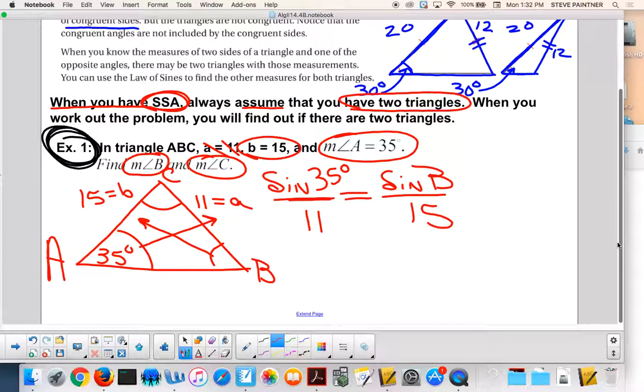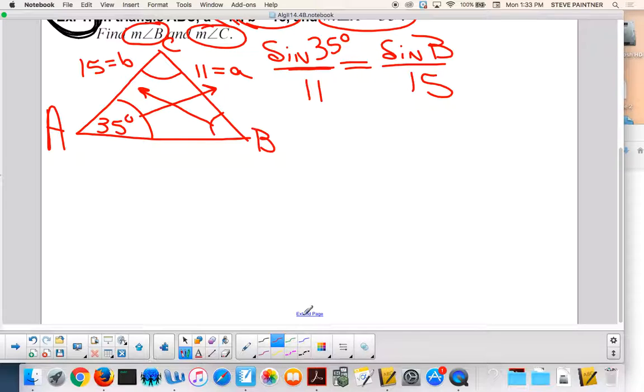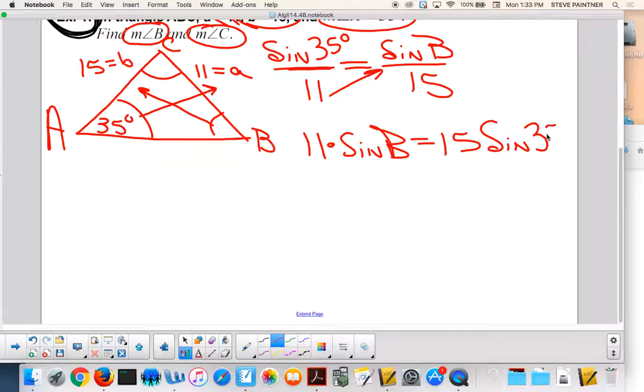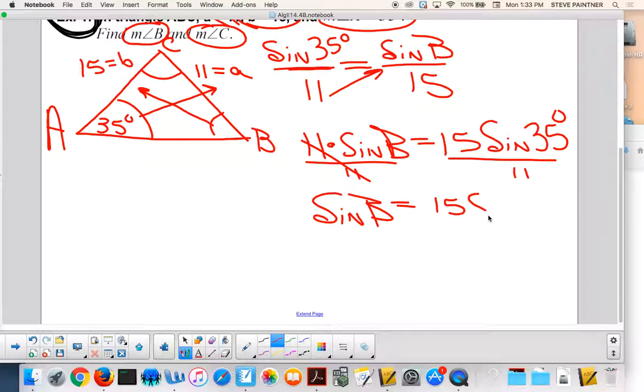Some of you are not writing anything. Boy, you guys must be pretty smart right now because I don't think this is easy. 11 times sine of B equals what? 15 times sine of 35. You're solving for what? Not B. Sine of B. Let's get sine of B all by itself. How? Divide by 11. There you go. So, this is what I see.